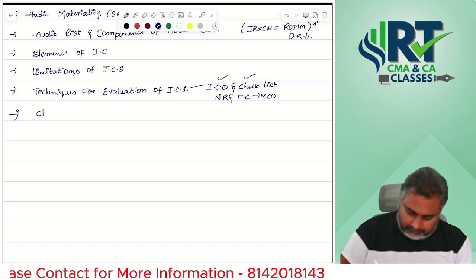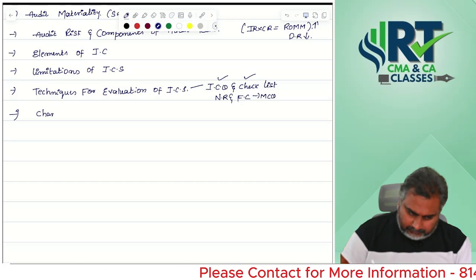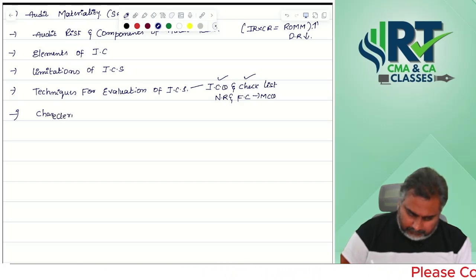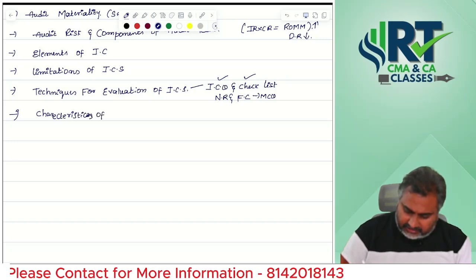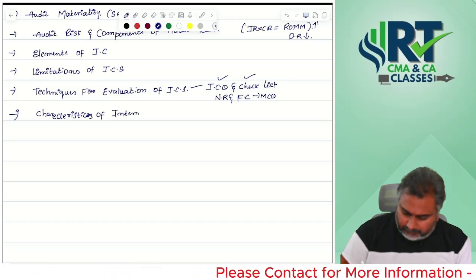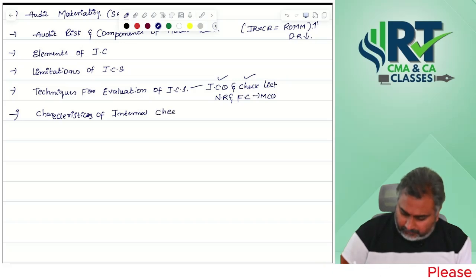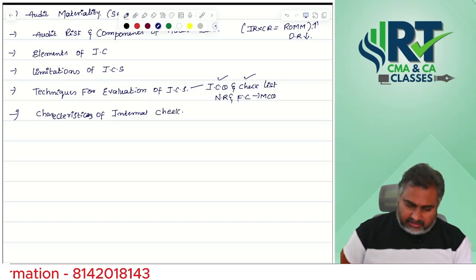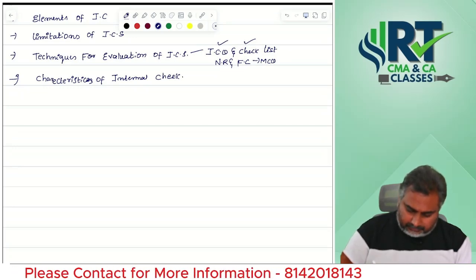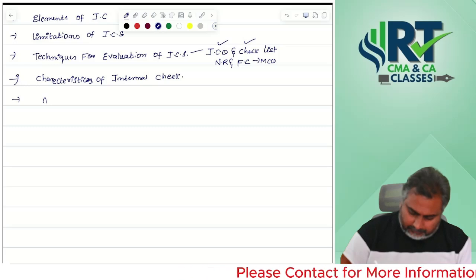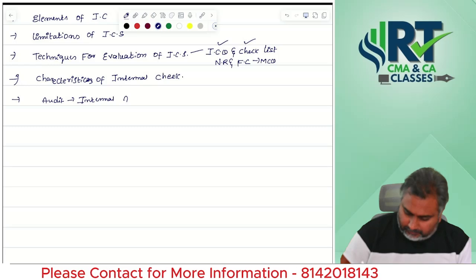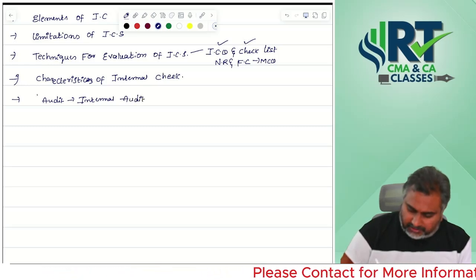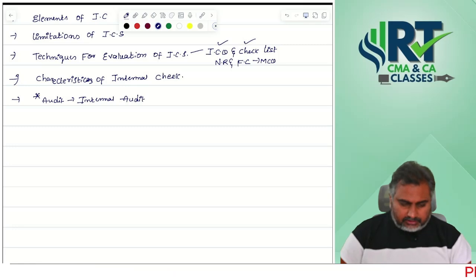Next, characteristics of internal check, that is also an important one. Next, audit, that is about internal audit. Most wanted question. Give a star mark for this question.